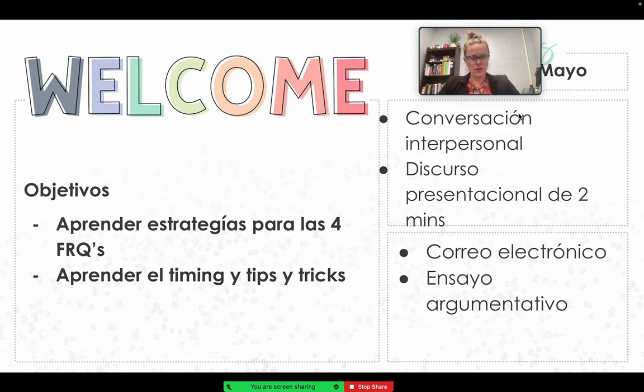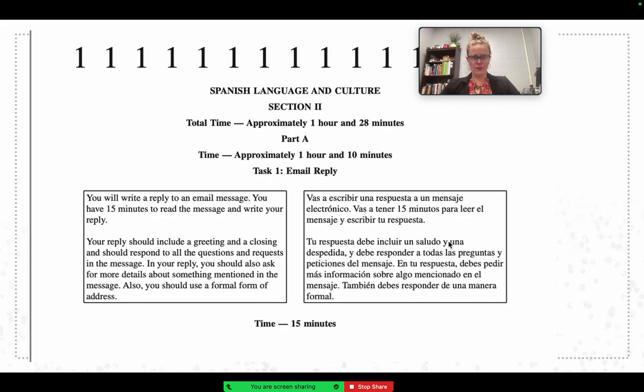Vamos a hablar sobre las dos actividades de hablar, la conversación interpersonal y el discurso de 2 minutos. Y también las dos actividades de escribir, correo electrónico y ensayo argumentativo. Ok, primero vamos a hablar del email reply. It's also called the interpersonal writing.